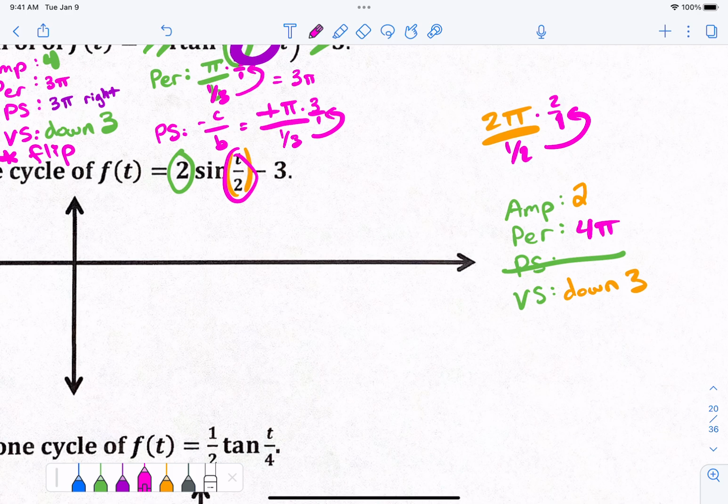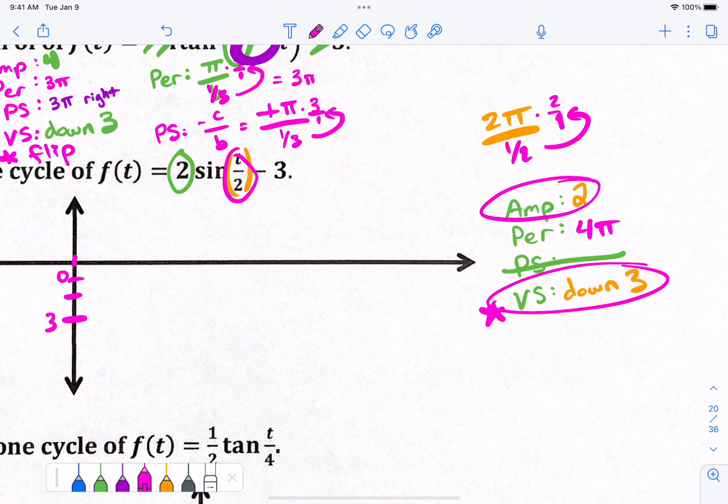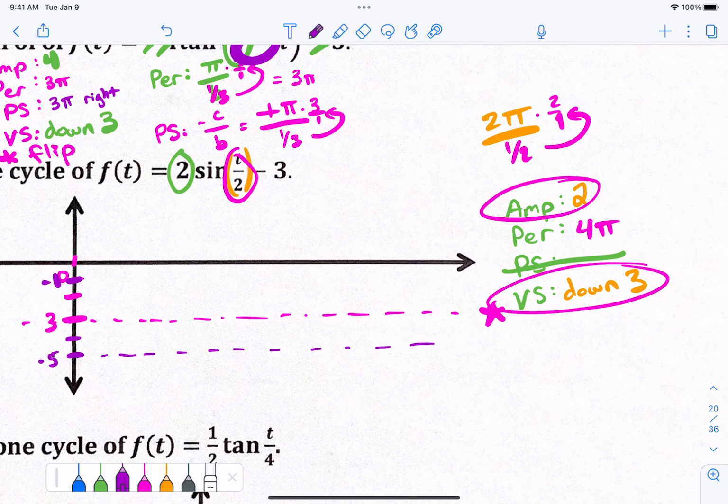All right, let's see what we can do. What would you like to label first? The amplitude. Okay, so the amplitude is 2. But if you have an amplitude of 2 and a vertical shift, do the vertical shift first. So he's down 3. 1, 2, 3. That's where he's going to start. That's his middle line. If you like to do a dotted thing, go for it. From that 3, he's going to go up 2, which goes to -1, and down 2, which goes to what? -5. Those are going to be my little other 2 lines. If it helps you, go ahead and do that.